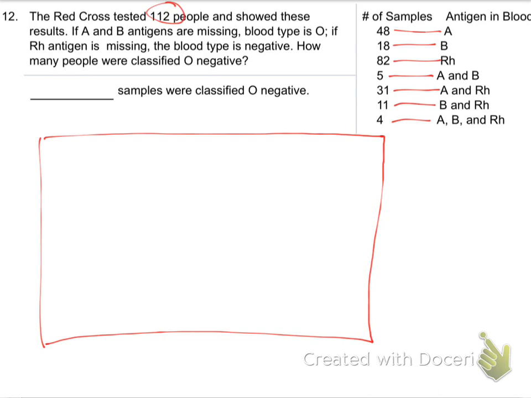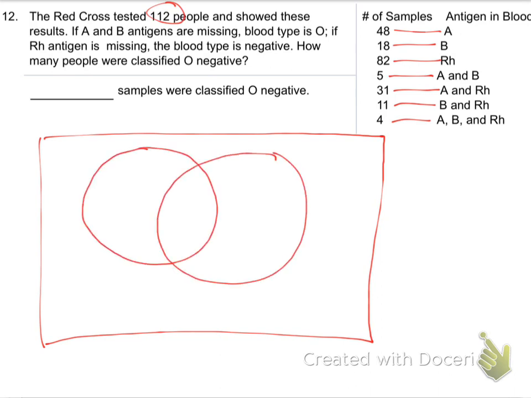And we have A, B, and RH. Now, what the RH is that makes you positive. You know, your blood type, you can be A positive, B positive, AB positive, A negative, O negative, all those different blood types. All they really mean is there are different antigens in your blood. I guess. I'm no expert at this at all.